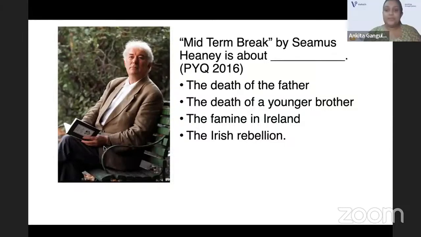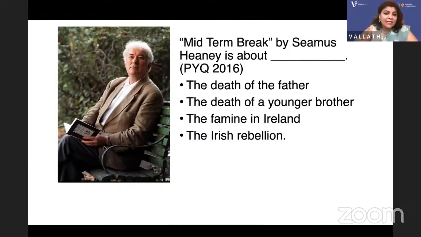Midterm Break by Seamus Heaney is about dash. It's a PYQ. So what is this poem about? The death of the father, the death of a younger brother, the famine in Ireland, or the Irish rebellion? What is the theme of this poem? It's a very short poem where the narrator is at school when the poem opens and gradually something happens.